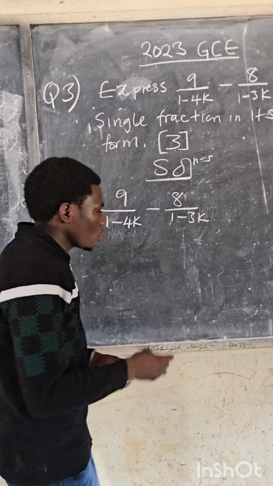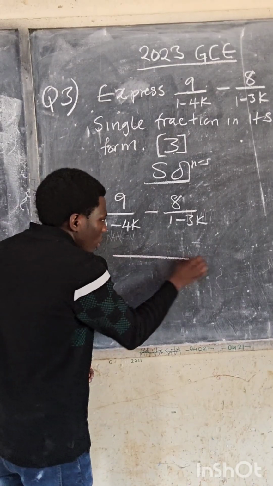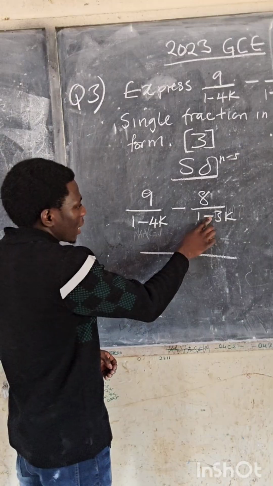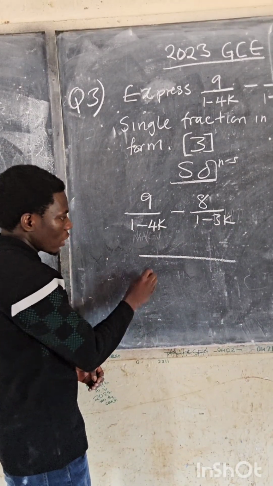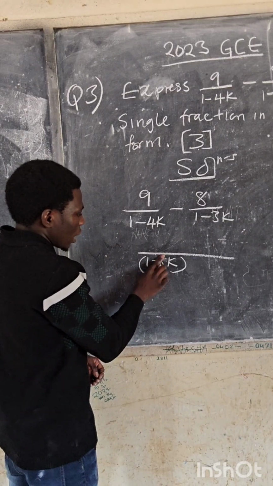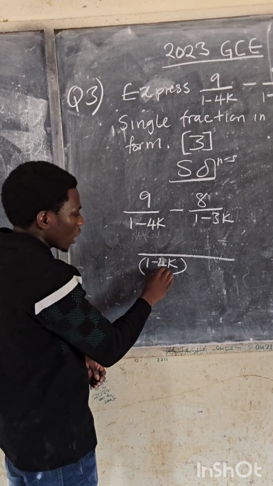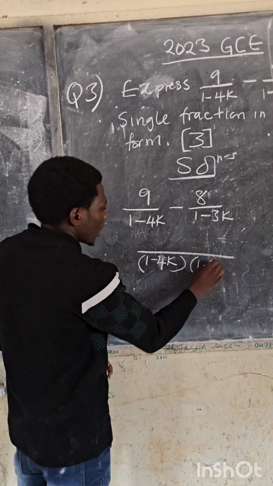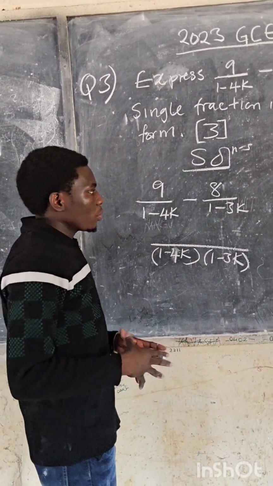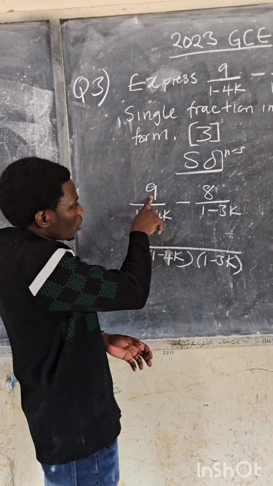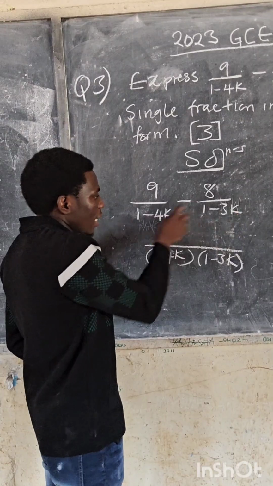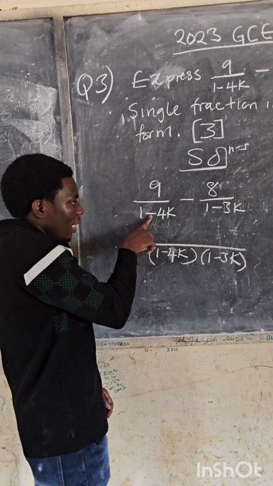We just get the denominators. The denominators here are 1 minus 4k and 1 minus 3k. You write them the way they are: the first one is 1 minus 4k, and the other one is 1 minus 3k. Then from here, you swap the numbers. The 9 on top should be multiplied with 1 minus 3k, and the 8 should be multiplied with 1 minus 4k.